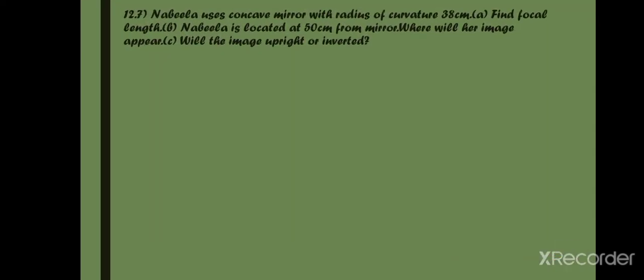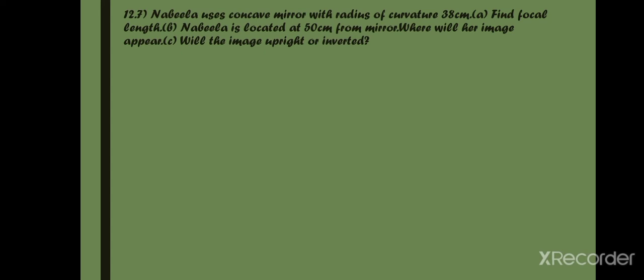12.7. Nabila uses a concave mirror with a radius of curvature of 38 centimeters. Find the focal length. The concave mirror is here. Nabila is located at 50 centimeters from the mirror. What is the object in this case? Nabila is the object. So 50 centimeters is the object distance P.